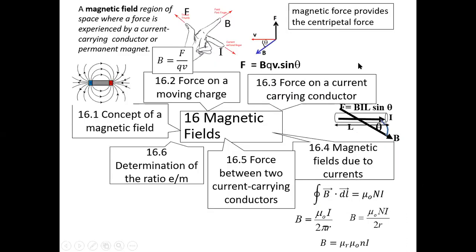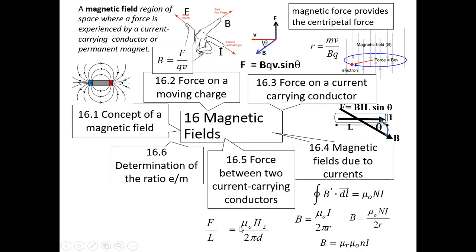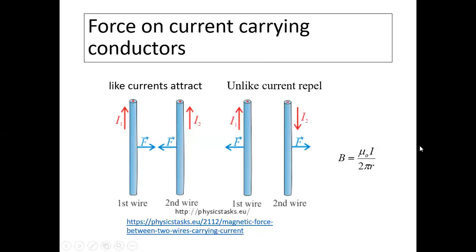Okay, so we have more or less completed. Let's do some questions. That's a new formula that you are supposed to learn, use and memorize. And that's what we will be using: like currents attract and unlike currents repel. Currents in different directions repel each other.